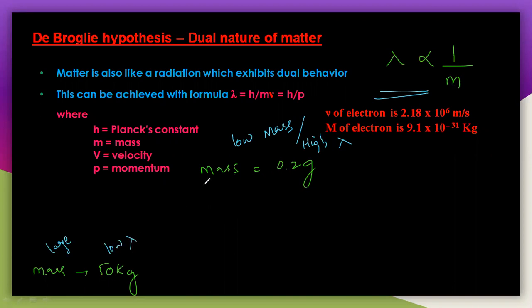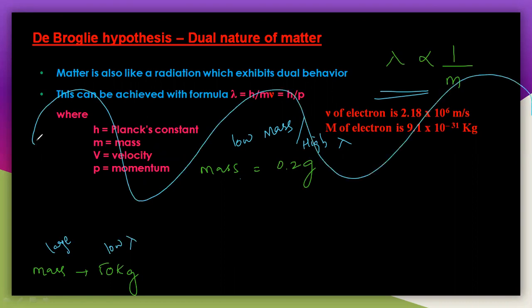If the mass is very high, then the wavelength will be very low. If the mass is very low, then the wavelength will be very high. They are inversely related to each other. Let us take the first one: mass is very low, that means high lambda, so the wave will move like this. This is the first case, at low mass. The second case: very large mass, so very low wavelength. It will move only like this.